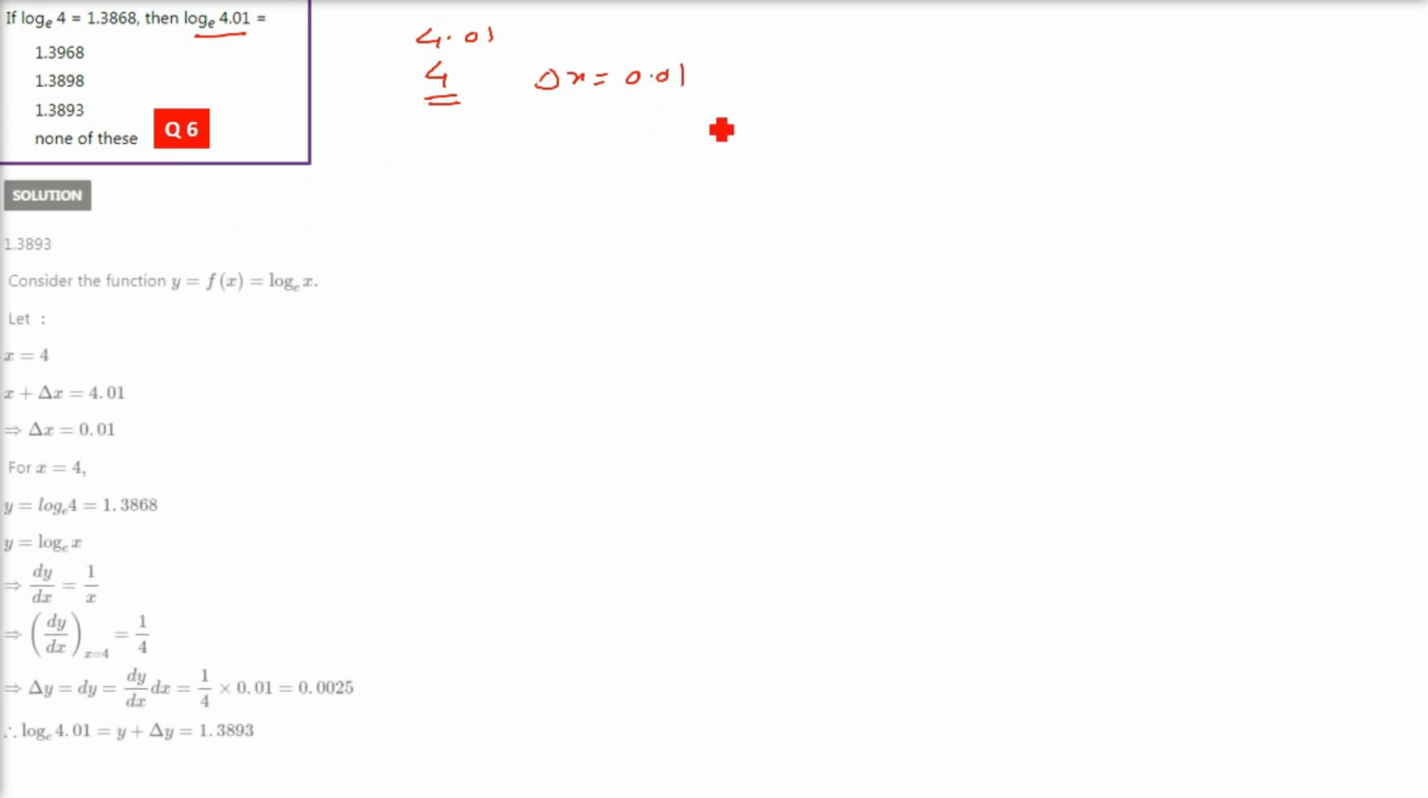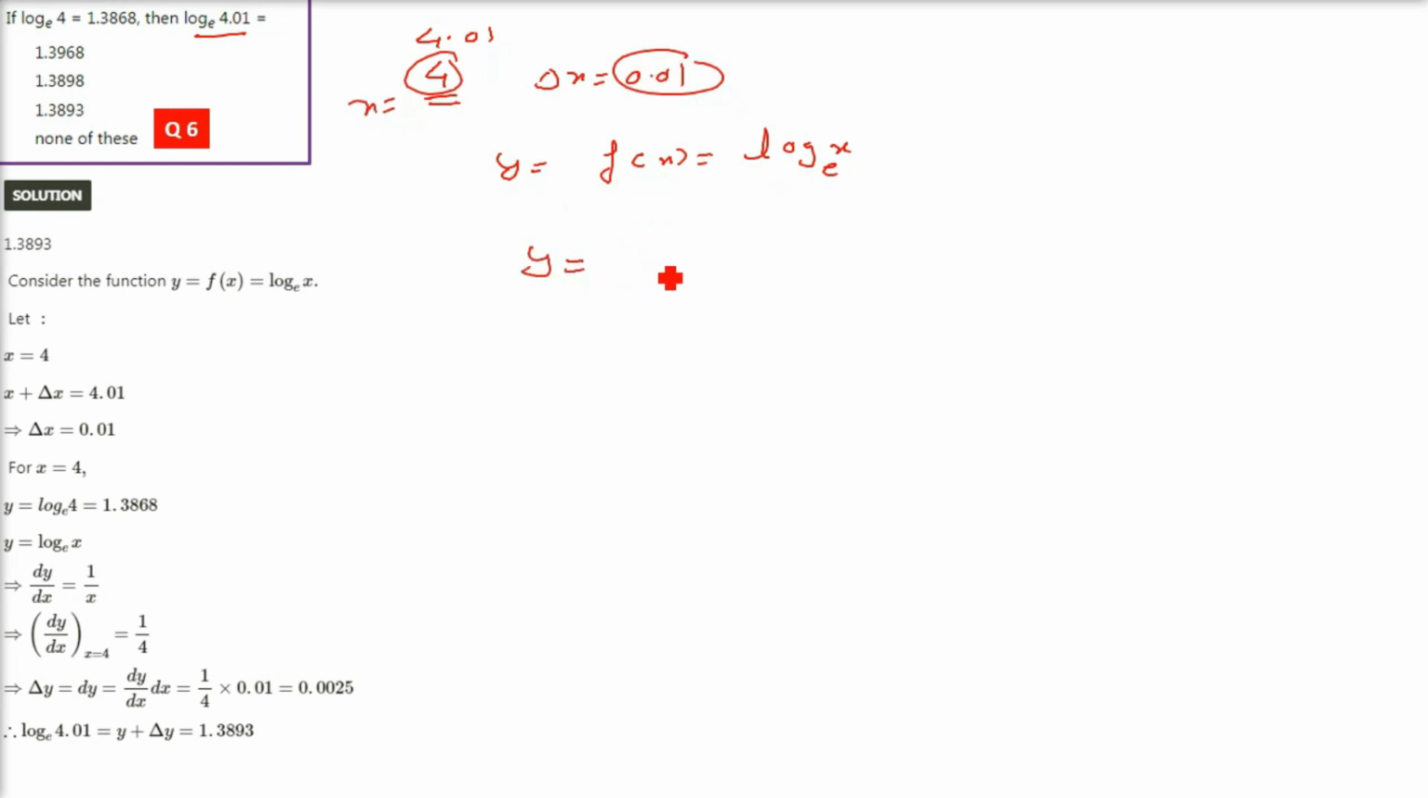Now we are already aware that in this kind of question, we always take the part which can be solved easily as x and the other part as delta x. So here we take x as 4 and delta x as 0.01. So the function which is with us is log x. The base is e, only then you will be able to differentiate this function. So y is f(x). x is already 4, and delta x is 0.01.